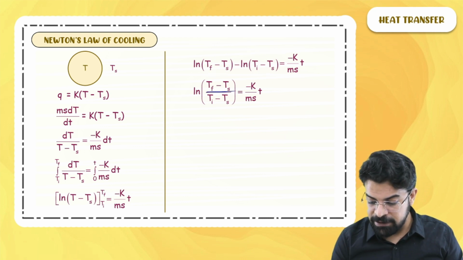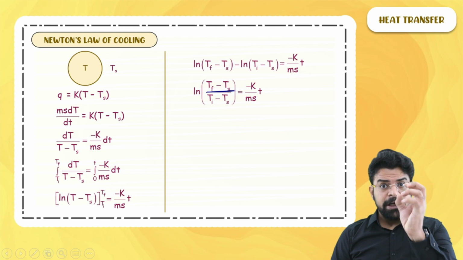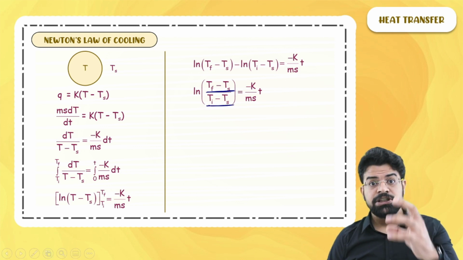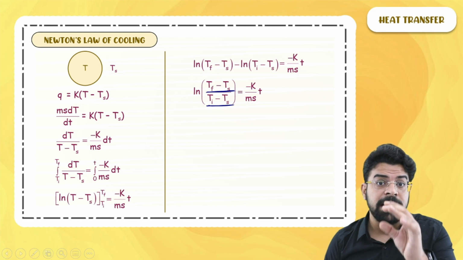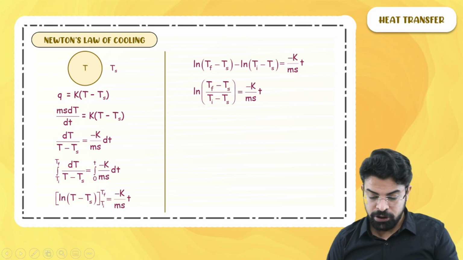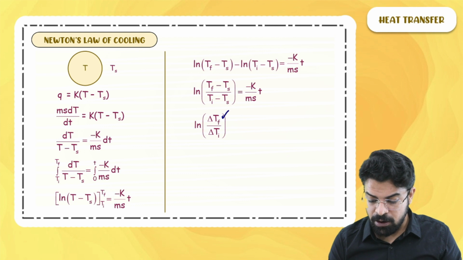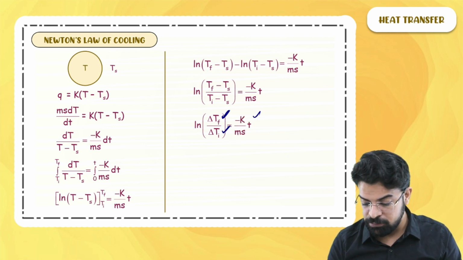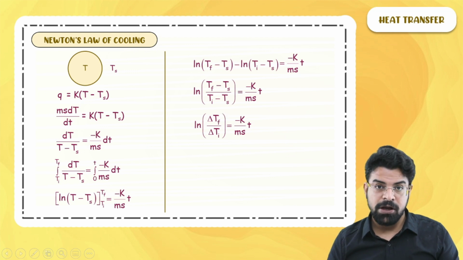Now what is Tf minus Ts? The final temperature difference between the body and surrounding. What is Ti minus Ts? The initial temperature difference between the body and the surrounding. So bachcho, you can even write ln of the final temperature difference upon the initial temperature difference equals minus k by ms into t.